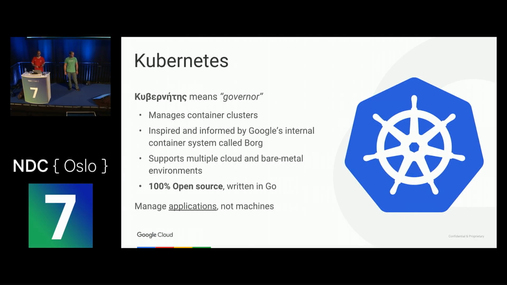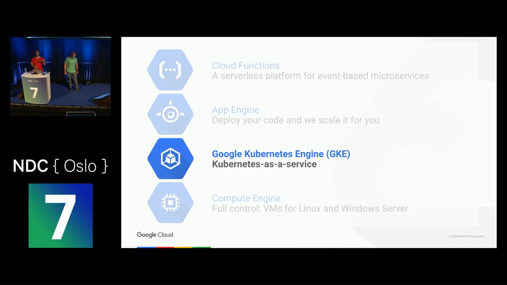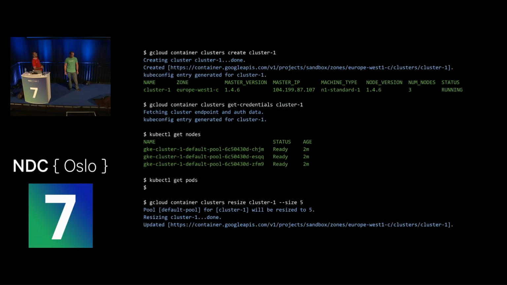And then Kubernetes. I think everyone knows about this, but basically it's an open source container management platform. It supports multiple cloud providers: AWS, Azure, Google Cloud. It can also run on your own environment. And we have Google Kubernetes Engine, which is Kubernetes as a service. So we try to make it really easy to have Kubernetes clusters on Google Cloud. And this is how you get a cluster in Google Cloud.